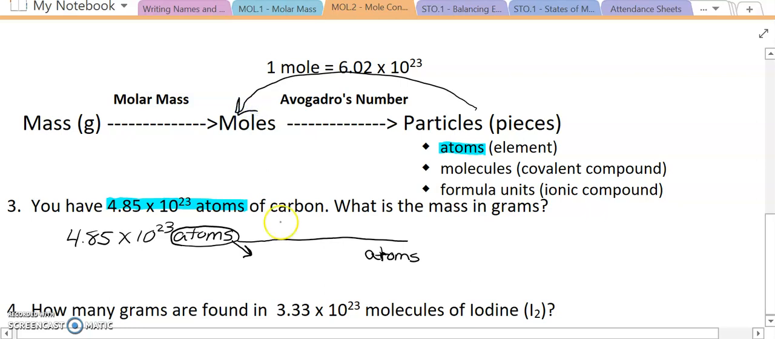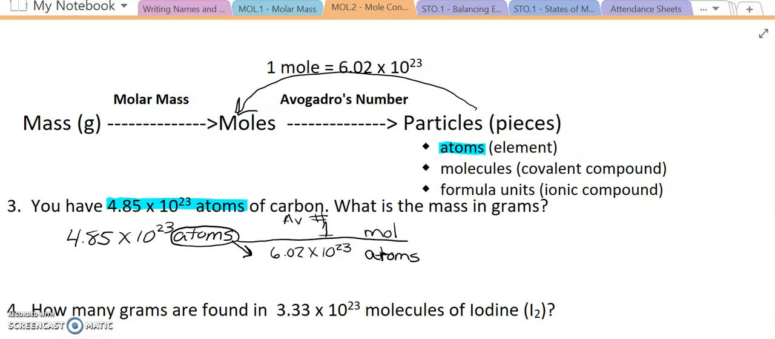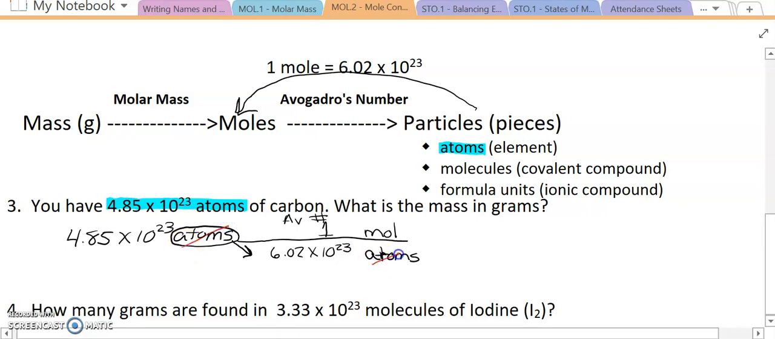And what am I going to use to do this? Well, I'm going to use Avogadro's number. And Avogadro's number gets me to moles. And it says that in 1 mole of anything, there are 6.02 times 10 to the 23rd. But I don't have to worry about where my numbers go because if moles are on top, it goes with a 1. And the 6.02 times 10 to the 23rd is going to go on the bottom. And what that allows me to do then is atoms cancels out, and now I'm left with moles.